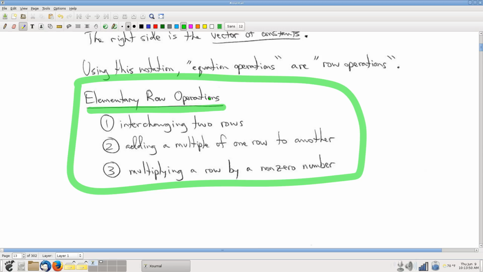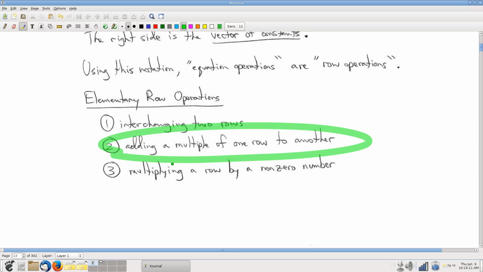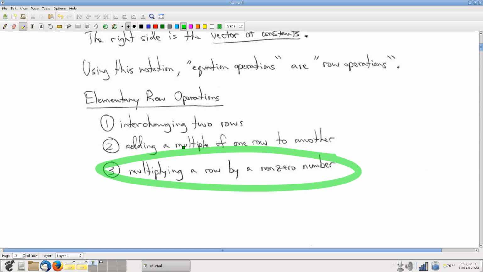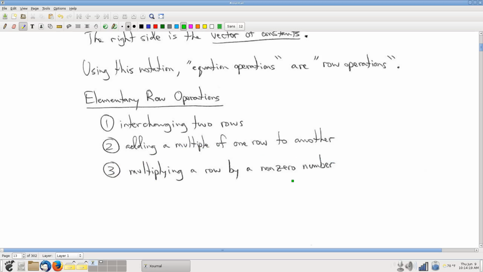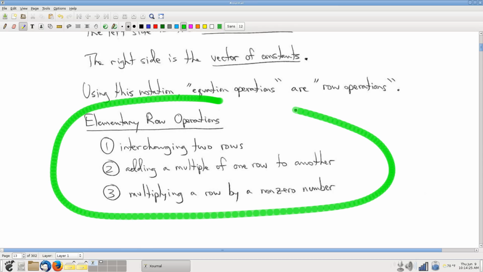And the whole point here is that rows are just equations in the shorthand. So, in fact, these are still elementary equation operations. This is just what they look like in the matrix shorthand. So, you'll recognize they're the exact same operations: interchanging two rows. Well, that's interchanging two equations. Adding a multiple of one row to another, well, that's adding a multiple of one equation to another, etc. Multiplying by a non-zero number, etc. Okay, so this is where elementary row operations come from. They're just shorthands for elementary equation operations.